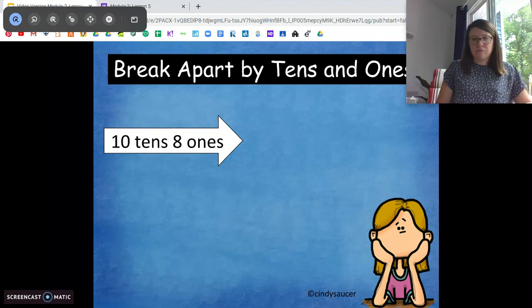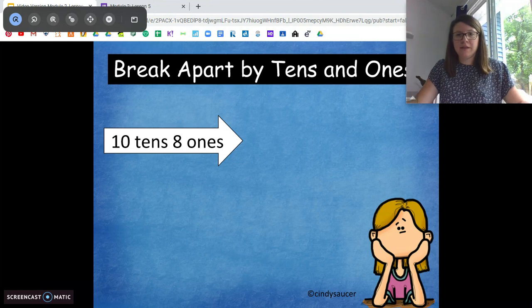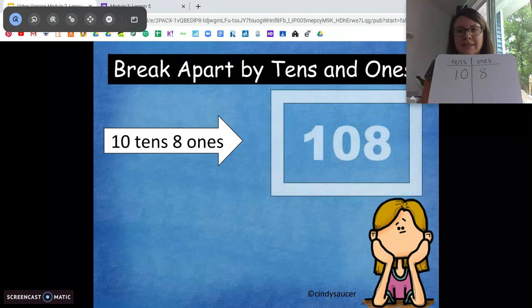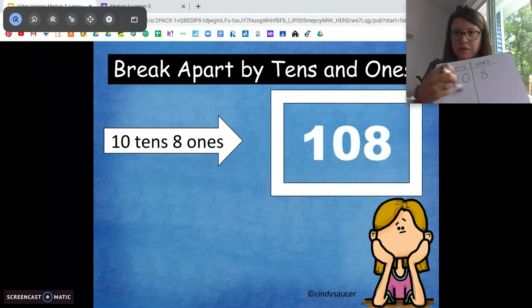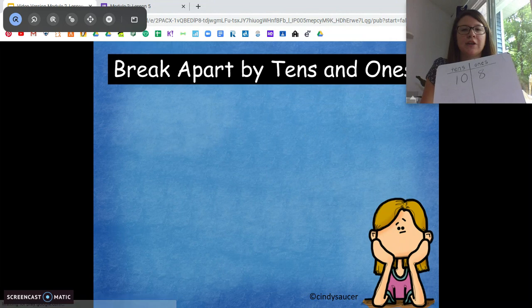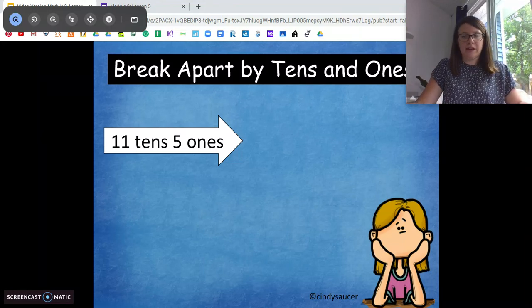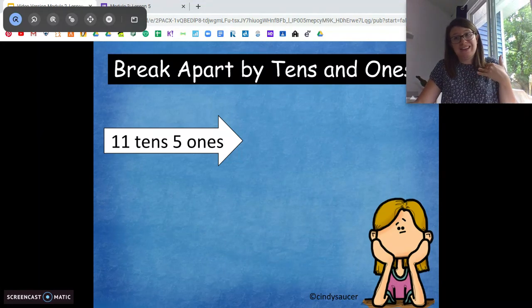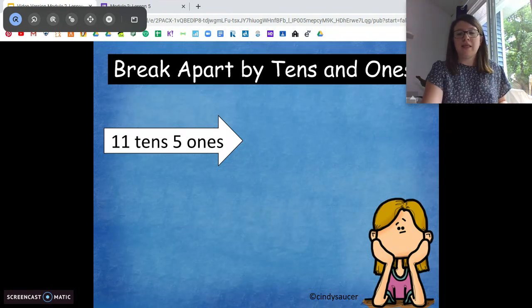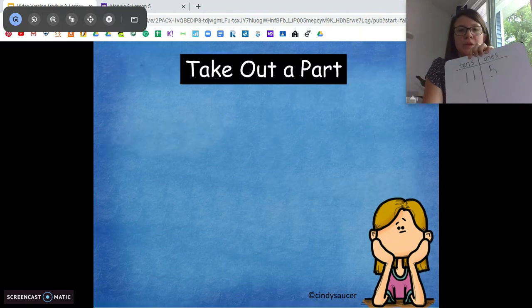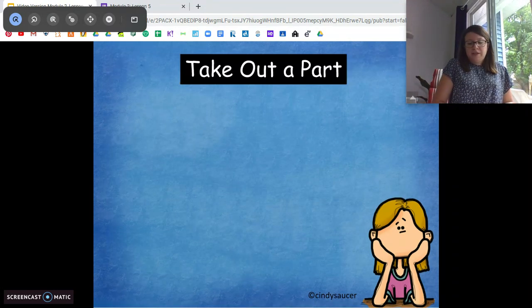All right, try this one. Now let's try 10 tens, 8 ones. Similar idea, different number. 10 tens, 8 ones is 108. Excellent job. You can see the 10 tens there. 10 tens is 100 plus 8 extra ones, 108. We'll try this one. 11 tens, 5 ones. What number is that? Write it in your place value chart if you need to. I definitely need to figure it out. 11 tens, 5 ones is 115. Good.